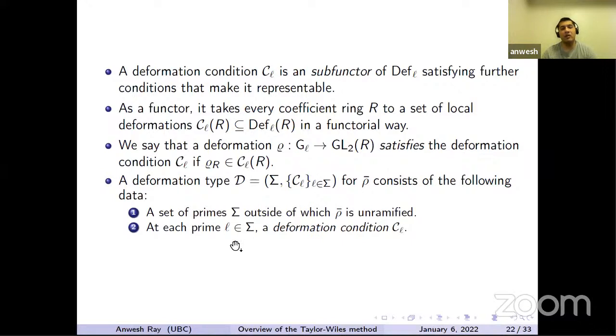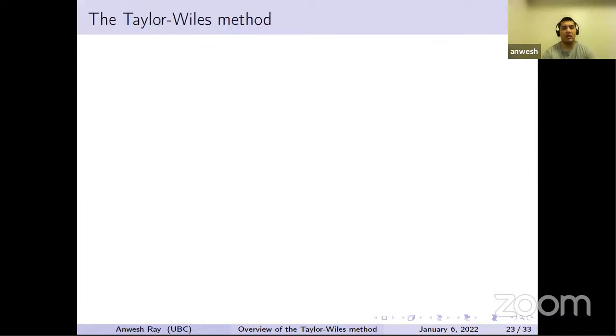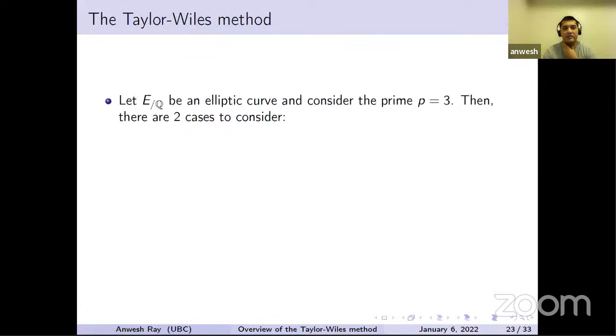So for example, if the representations we care about are ordinary at P, then we can impose an ordinary deformation condition. If they are flat at P, we can impose a flat deformation condition. And then there are other types of deformation conditions. These are all subfunctors of Def. I'm not going to specify exactly what the conditions are, but there are some conditions that should correspond to the Hecke algebras.